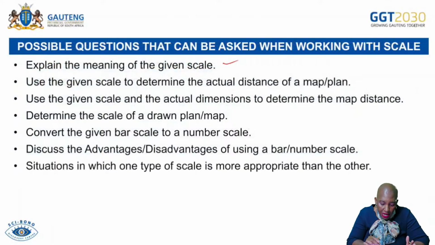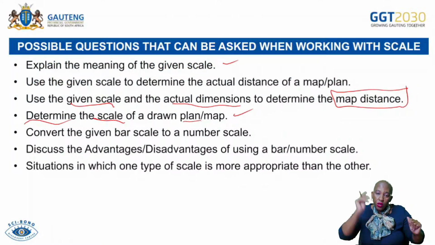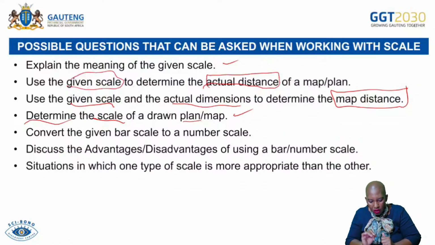Use the given scale and the actual dimensions to determine the map distance. Determine the scale of the map. Determine the scale of a drawn plane or map, meaning here we have to determine the scale. Here we are given the scale and the actual dimensions to determine what? To determine the map distance. So you must be given 2 to get the third one. They can ask us to use the given scale to determine the actual distance of a map. So we are given the scale to determine the actual distance.